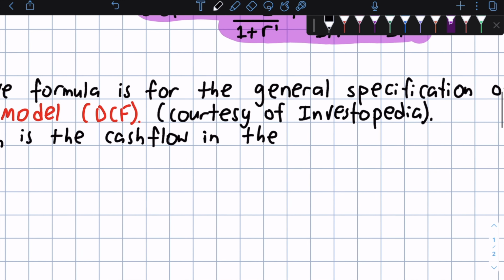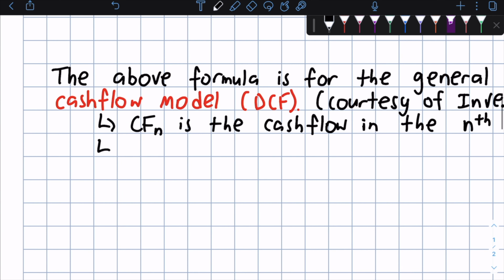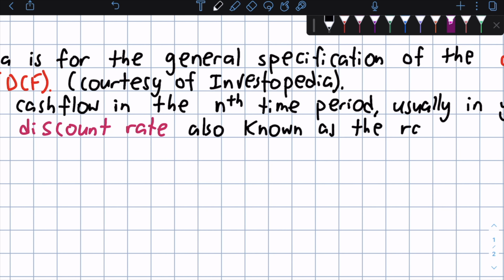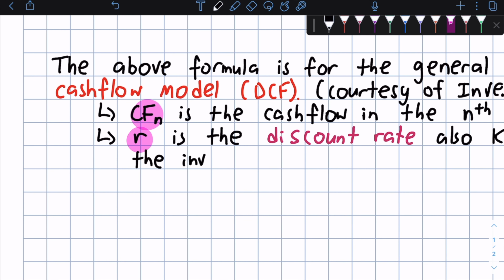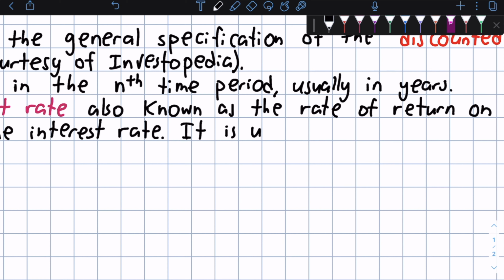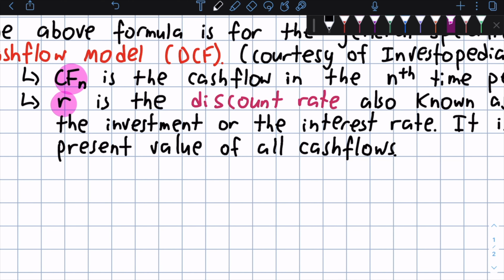The nth cash flow is the cash flow in the nth period, and this is usually in years, but it can differ. And R, as we've mentioned, is the discount rate, which is also known as the rate of return on the investment, or just the interest rate. And this is used to obtain the present value of all cash flows, and that's why it's called the discount factor.